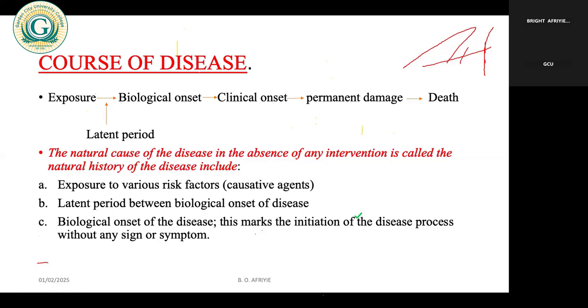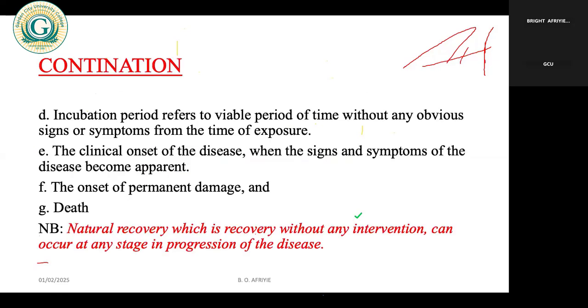We have the biological onset of disease. This marks the initiation of the disease process without signs and symptoms. And remember, we also have the incubation period, which refers to a variable period of time without any obvious signs or symptoms. And then we have the clinical stage, which presents with signs and symptoms as well.